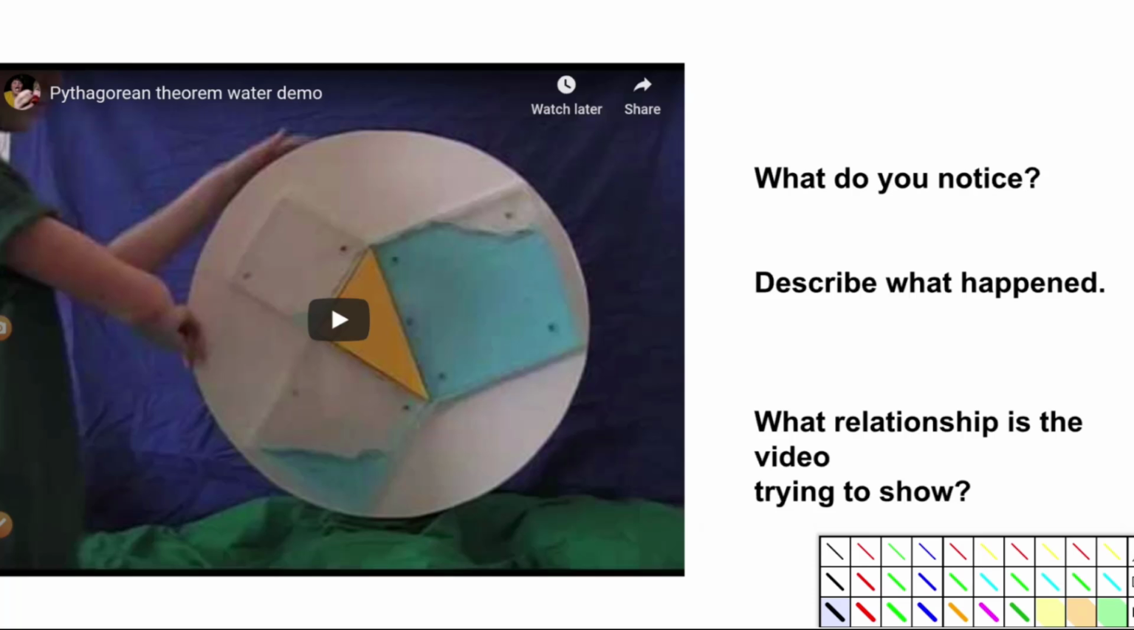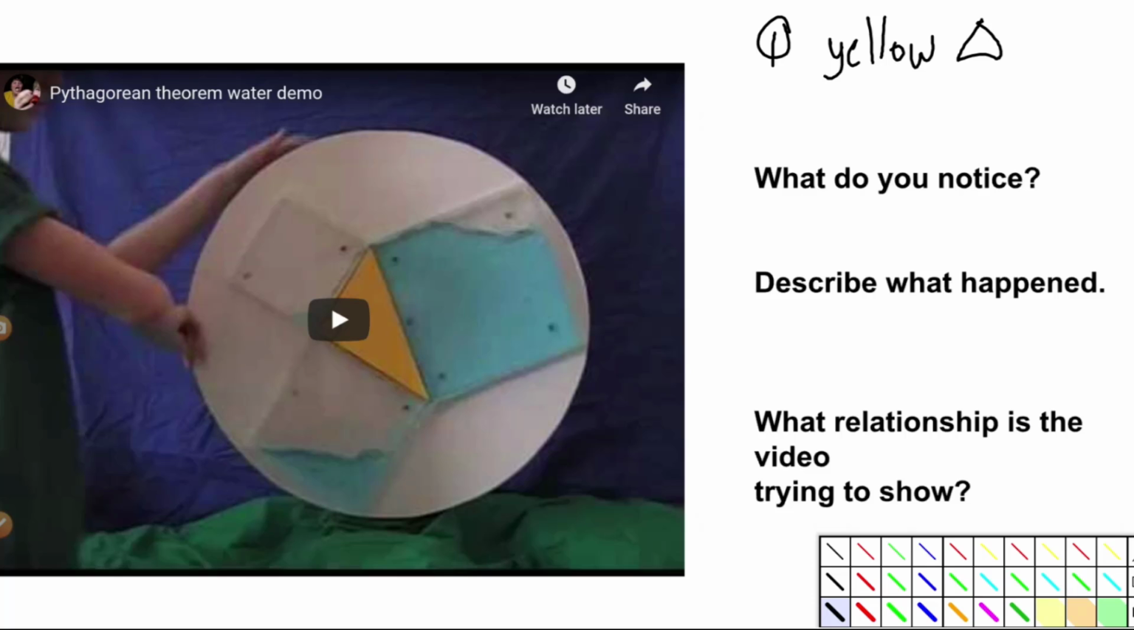Alright, so what do we notice after you watch this video? It's a great video, and it basically shows you exactly what the Pythagorean theorem is. We should notice that there's one yellow triangle, and that's very important. A lot of students don't notice this also: behind the little YouTube sign, there's a little square.